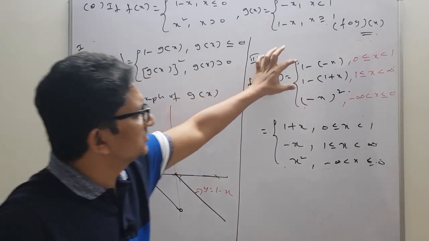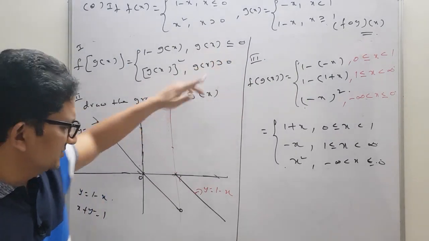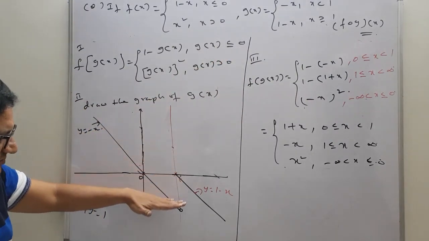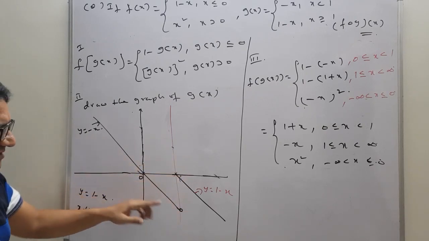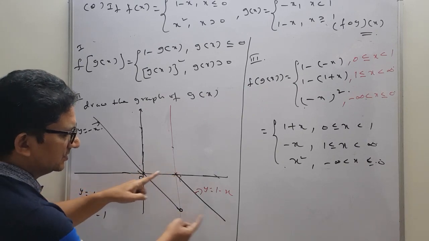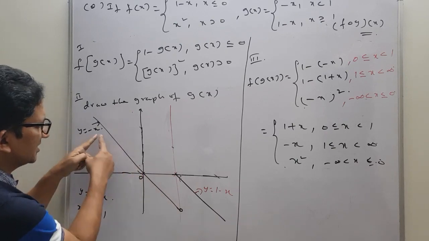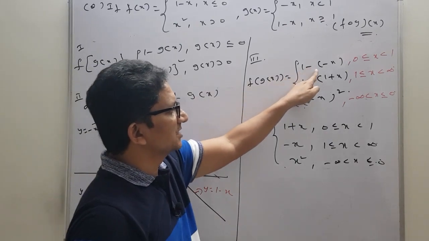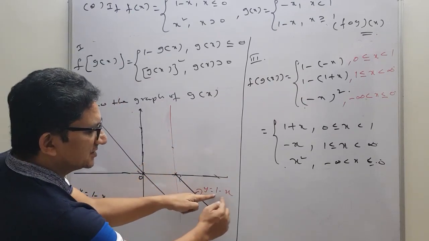See, these two are the cases for this one. g of x is less than 0. When g of x is less than 0, it means below the x axis. Below the x axis we have two graphs. Correct or not, sir? So one graph is 0 to 1. So that is what? Minus x. That we wrote as 1 minus of minus x. And another g of x is this one, 1 minus x.